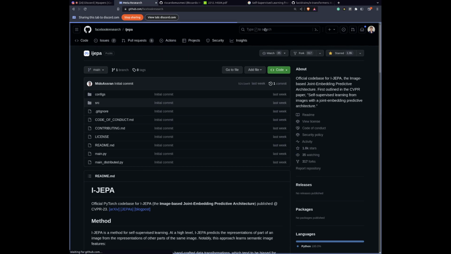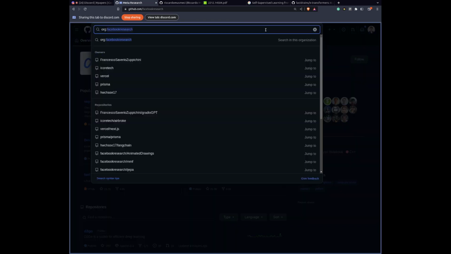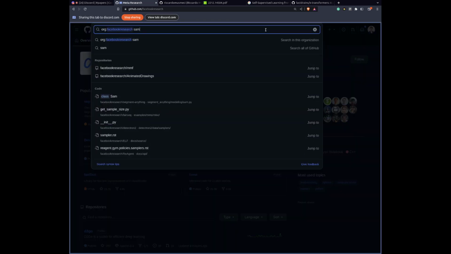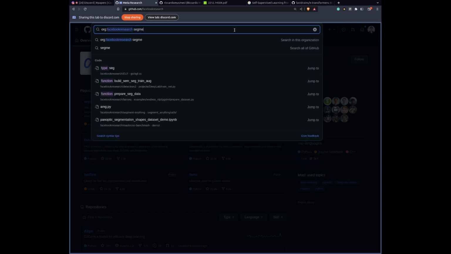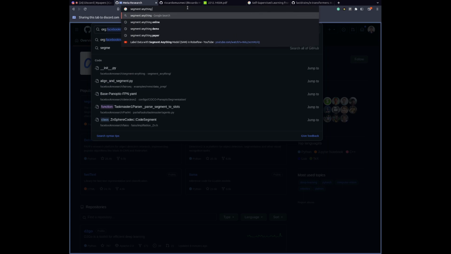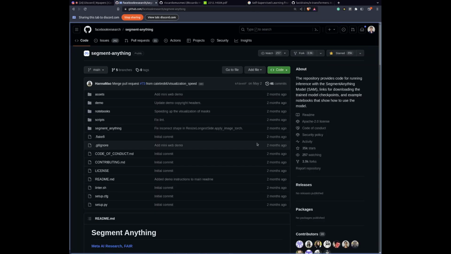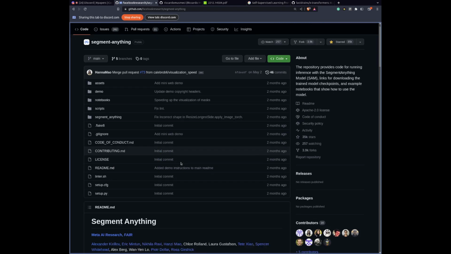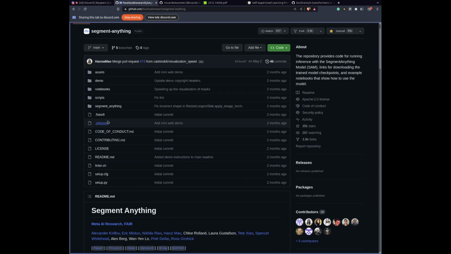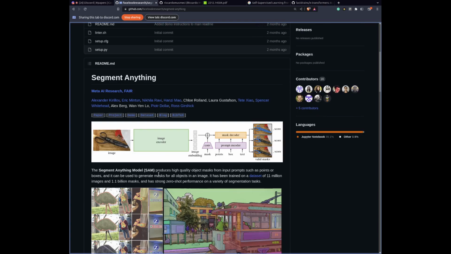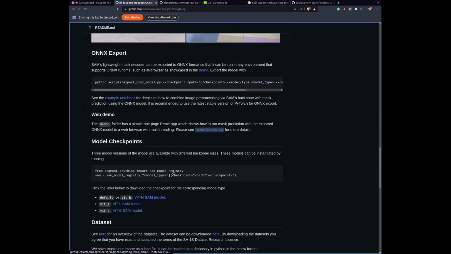I don't think Facebook does that on all repos. If you look at the Segment Anything repo, that was very special because it was a real official release where you can feel the quality of the code. Here you have a lot more stuff.